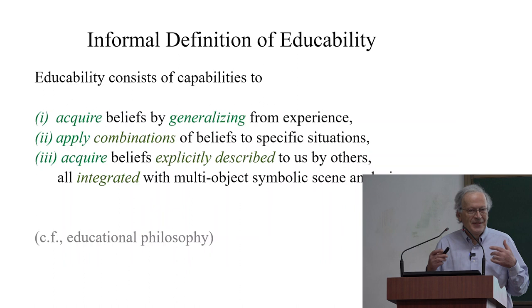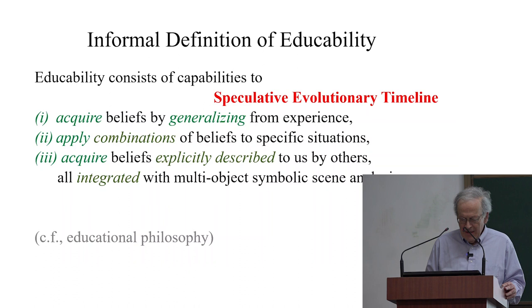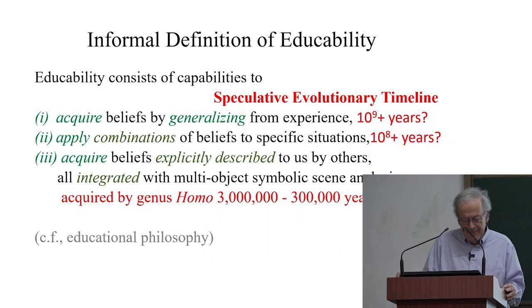So in some sense, this definition does hit some of the basic debates in educational philosophy and suggests that you have to do all 3, otherwise it's not education. Okay, so although the evolutionary timeline isn't important for me, I'll just make a suggestion. Certainly generalization from experience is very ancient. All living things adapt to their environment in simple ways. That's been there for probably over a billion years on Earth. And certainly applying it in combination must be pretty ancient too, because it's such a natural thing to do.